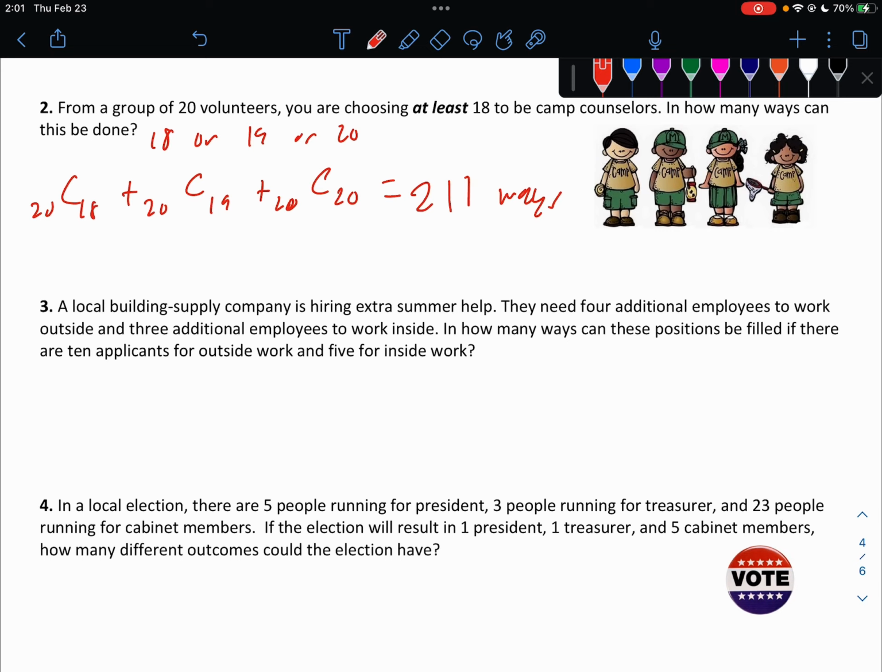Number 3, a local building supply company is hiring extra summer help. They need 4 additional employees to work outside and 3 additional employees to work inside. How many ways can these positions be filled? There are 10 applicants for outside work and 5 for inside work. So, and means multiply here, right? So we're going to go 10 choose 4 for outside work times 5 choose 3 for inside work. Type that into your calculator, you should get 2,100 different ways.